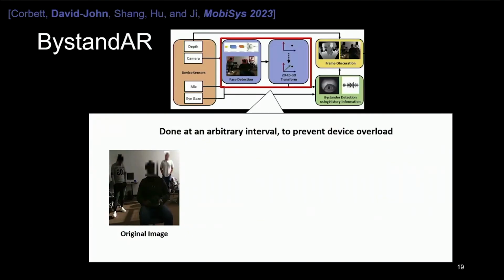Now, the system that we're proposing, and patented and published, was actually called BystandAR, off the name. And we start by trying to detect faces at an interval to balance performance. So I don't need to detect faces and do this blocking and detection every single frame, but can do this at some arbitrary interval just to balance the power.